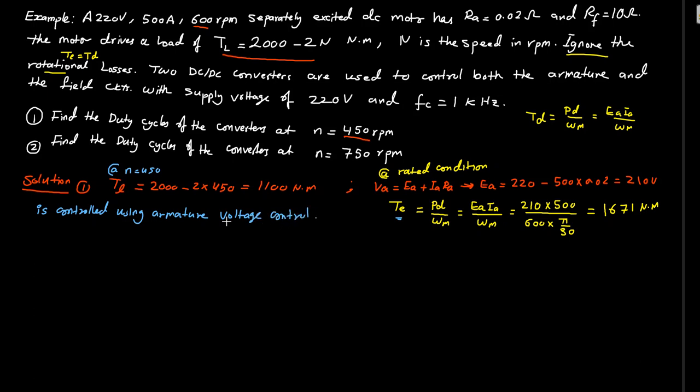So what information can we get here? Automatically we can get that VF should be VF rated, which is 220. So from here we can calculate DF, which will equal 1. So we get the first duty cycle, for the field converter, which equals 1, which corresponds to the rated field voltage.